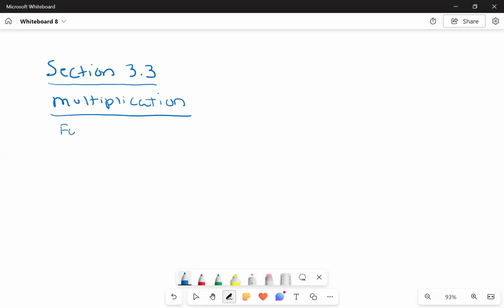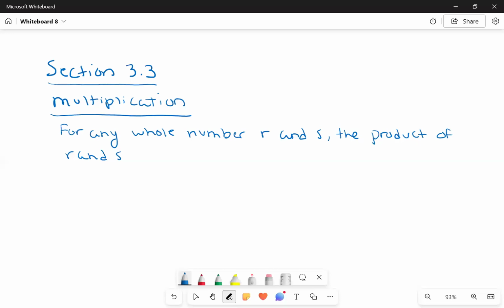For any whole numbers R and S, the product, that's the word we use for multiplication, of R and S is the sum with S occurring R times. Or in other words, R times S means that we add S.